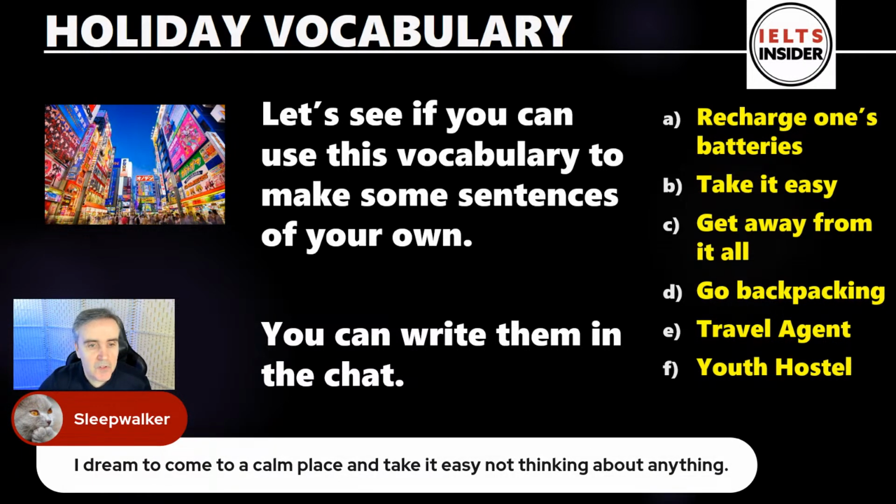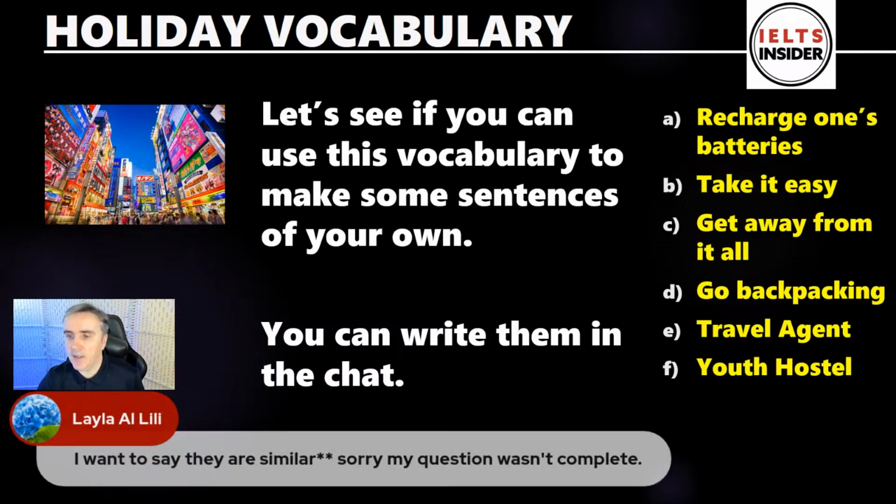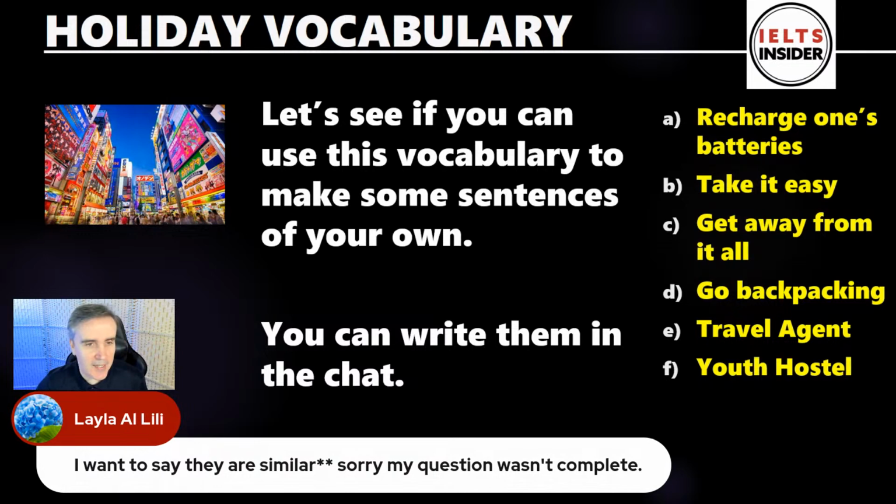I dream to come to a calm place and take it easy, not thinking about anything. So here, I would change come to go. I dream to go to a calm place and take it easy, not thinking about anything. I would love to do that, Sleepwalker. I want to say they are similar. In some ways they are similar in meaning, but the way we use them is usually a little bit different.